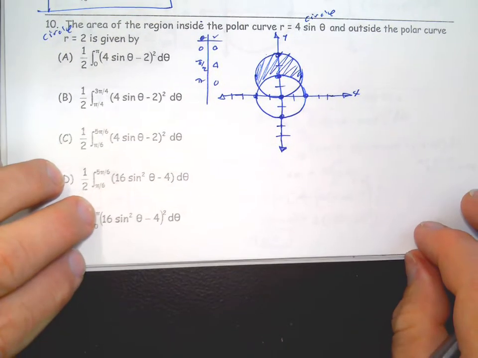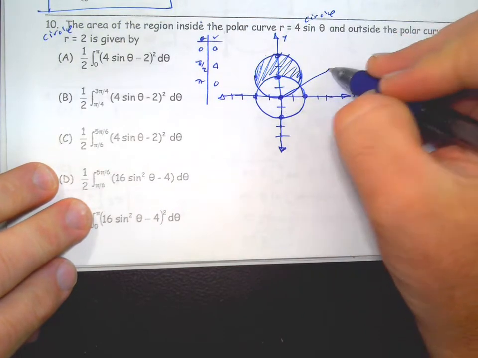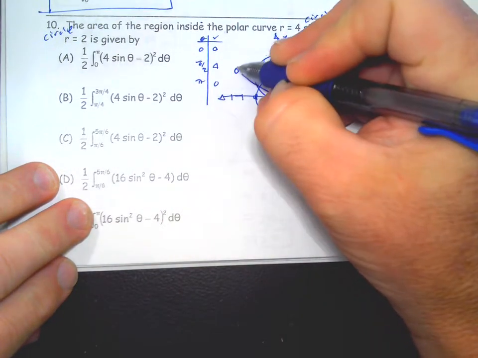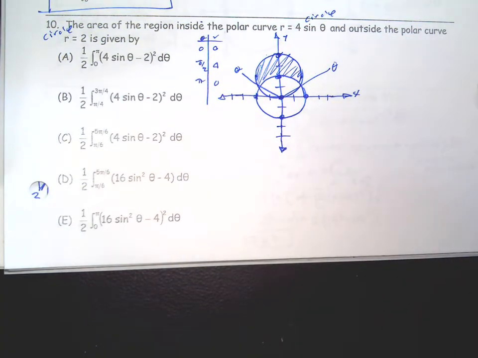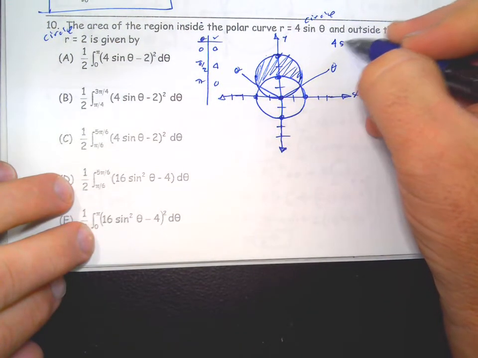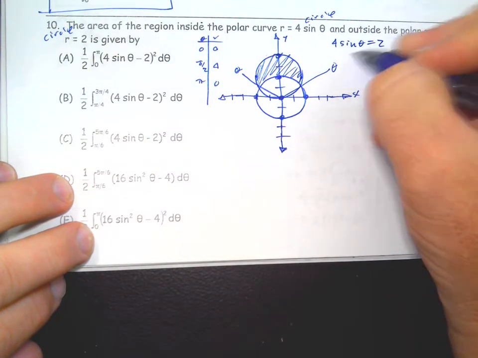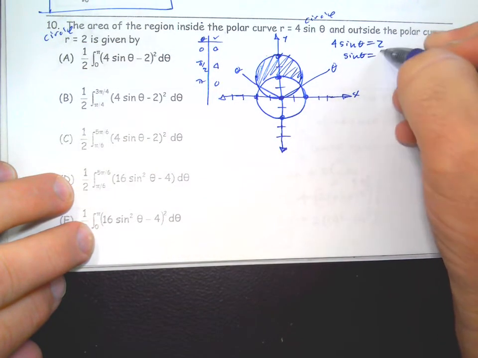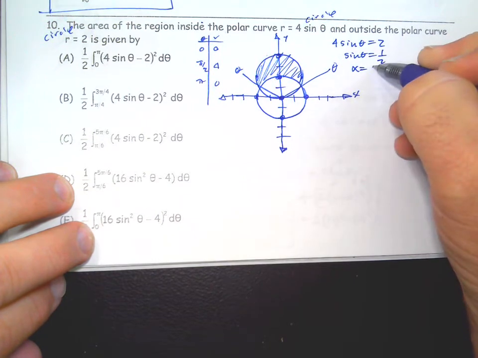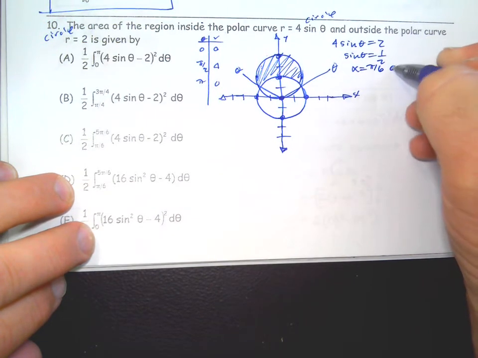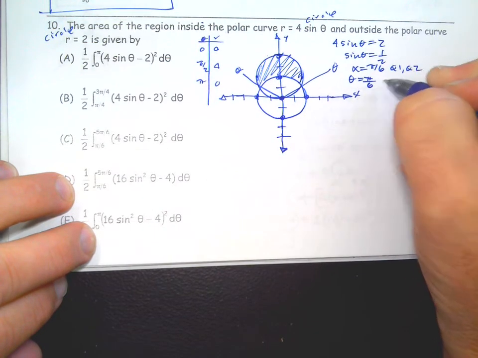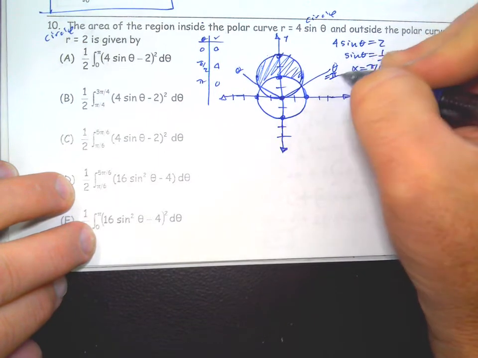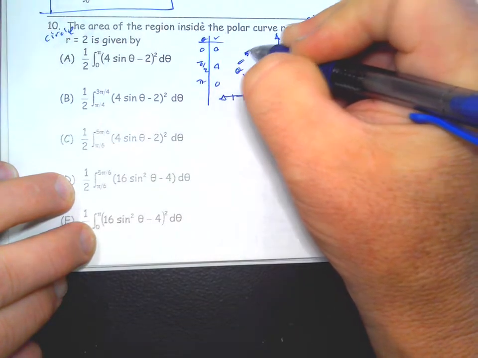Okay, and we're definitely going to need to find this angle, or this angle right here, because that's where we're going to stop and start it. So we would get that by setting these equal to each other, which is pretty easy. Pi over 6, quadrants 1 and 2, which makes sense with the picture. So pi over 6 and 5 pi over 6. So this is pi over 6, and this is 5 pi over 6.